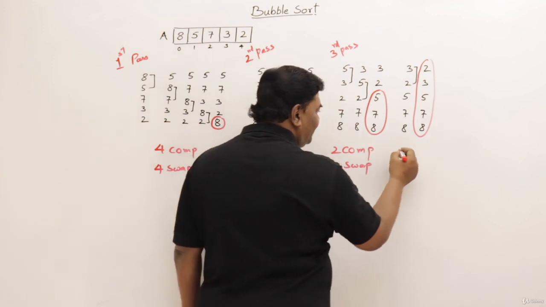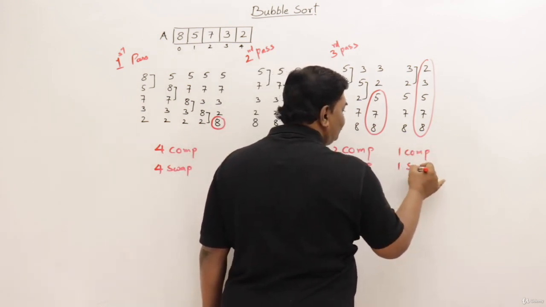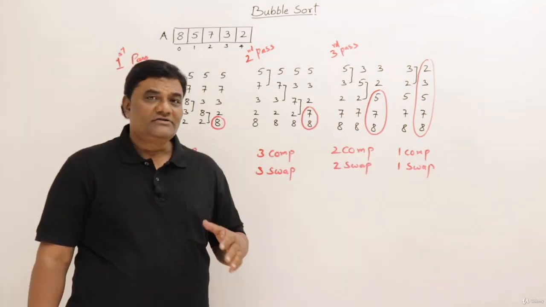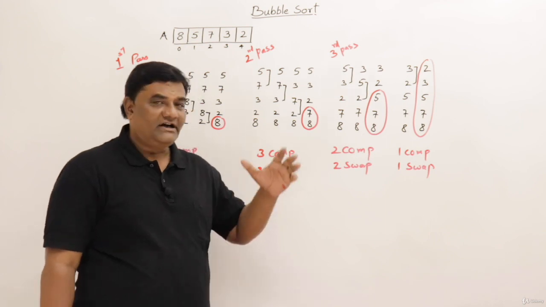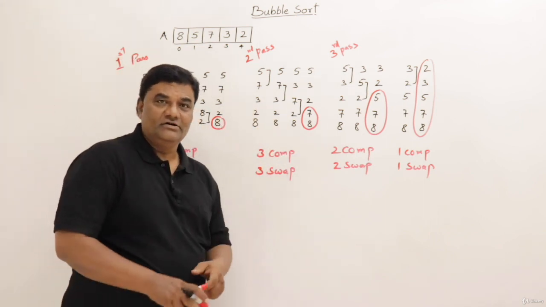How many comparisons did we perform? Only one comparison. How many swaps are done? One swap is done. That's all. The list is sorted. So this is the working of bubble sort. Using 5 elements I have explained it to you. Let us analyze this one and study each and everything of it.